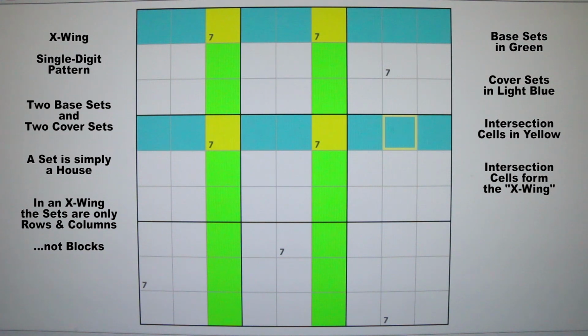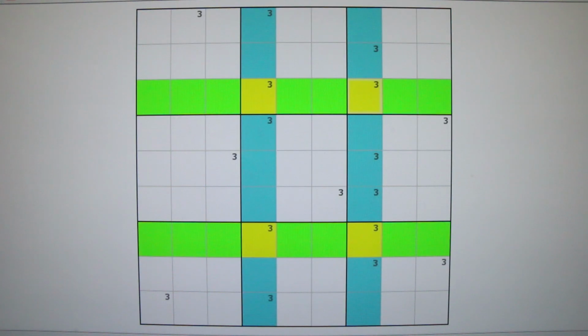Okay, so now you've seen how the base sets and the cover sets work, and you've seen how the conjugate pairs work. But let me show you two more ways to prove the logic of these X-wings that will help you understand them even better. So let's go back to the diagram with the 3s, and let's remove these colors.